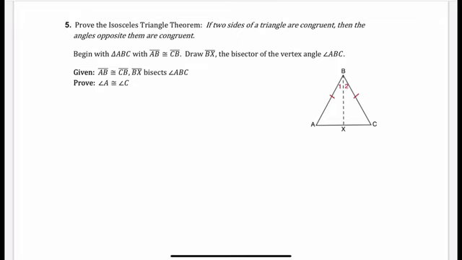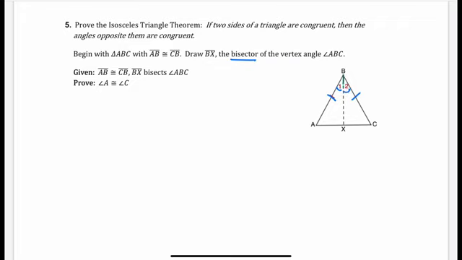So let's look at this triangle and kind of figure out why these triangles are the same. We have two sides that are the same. And remember that word bisect, a bisector means it's cut in half. So angle 1 and angle 2 have to be congruent.